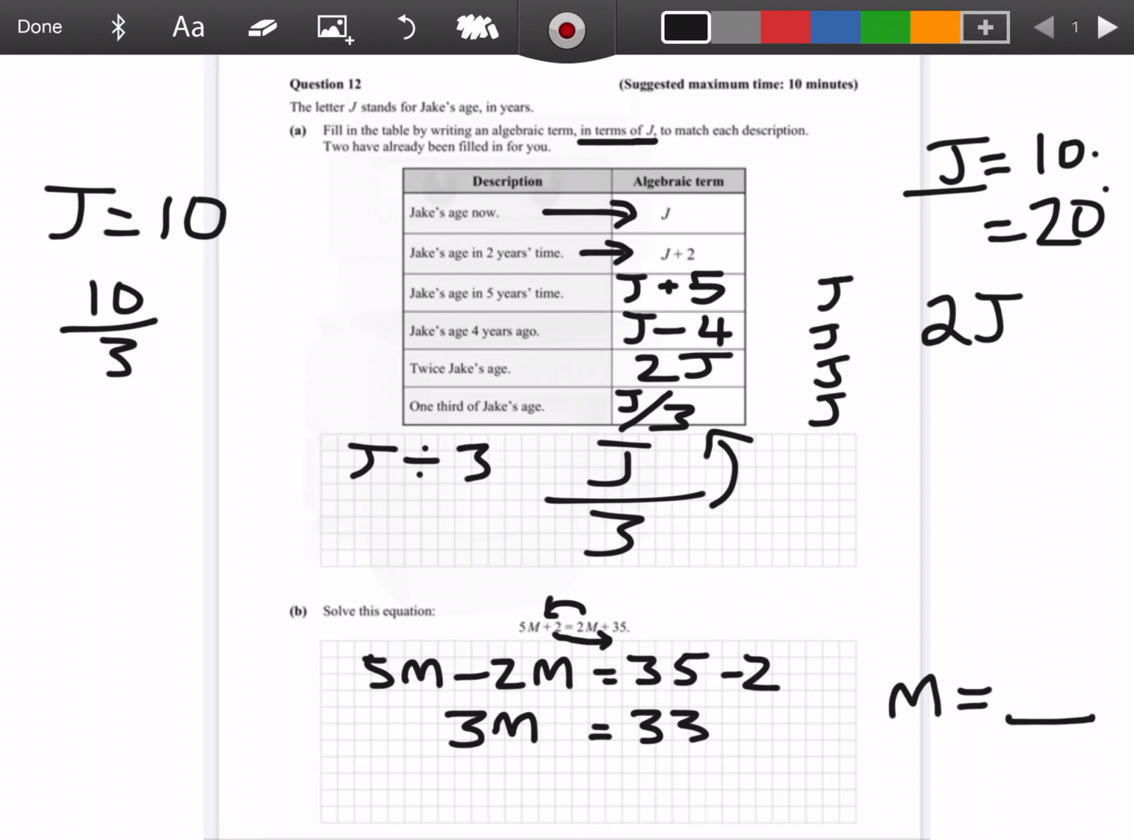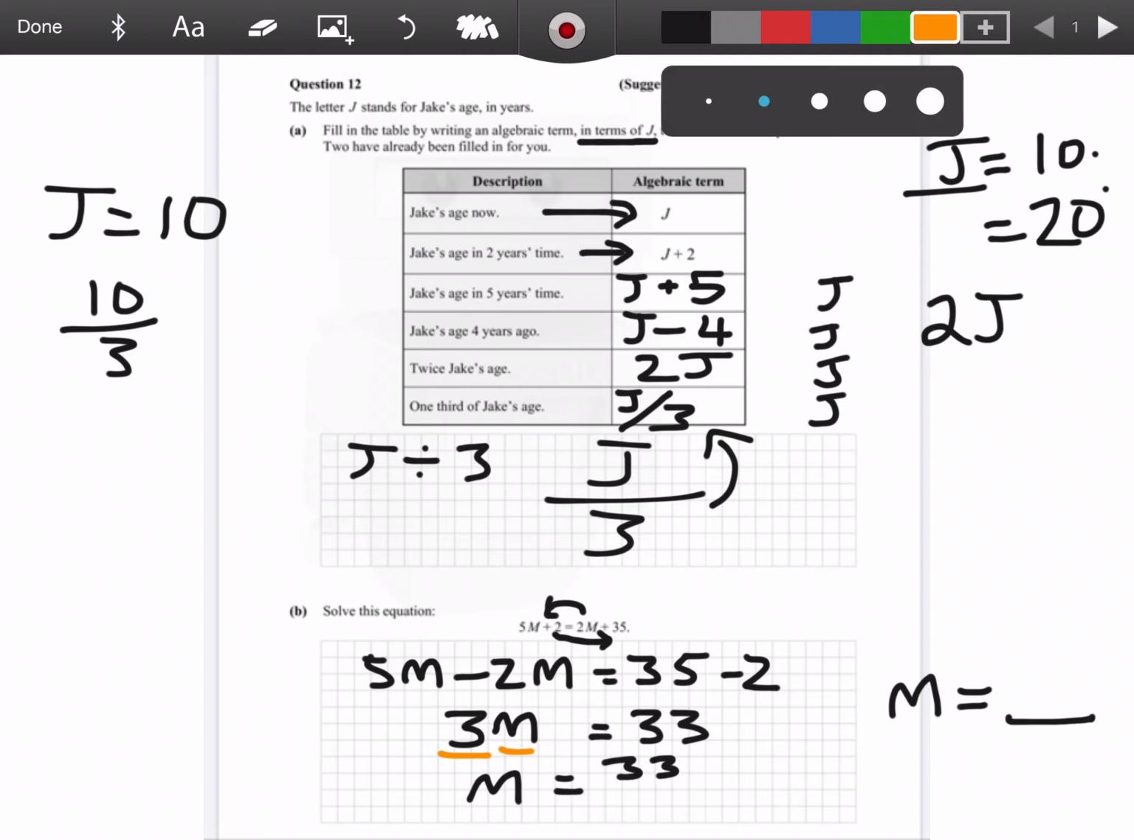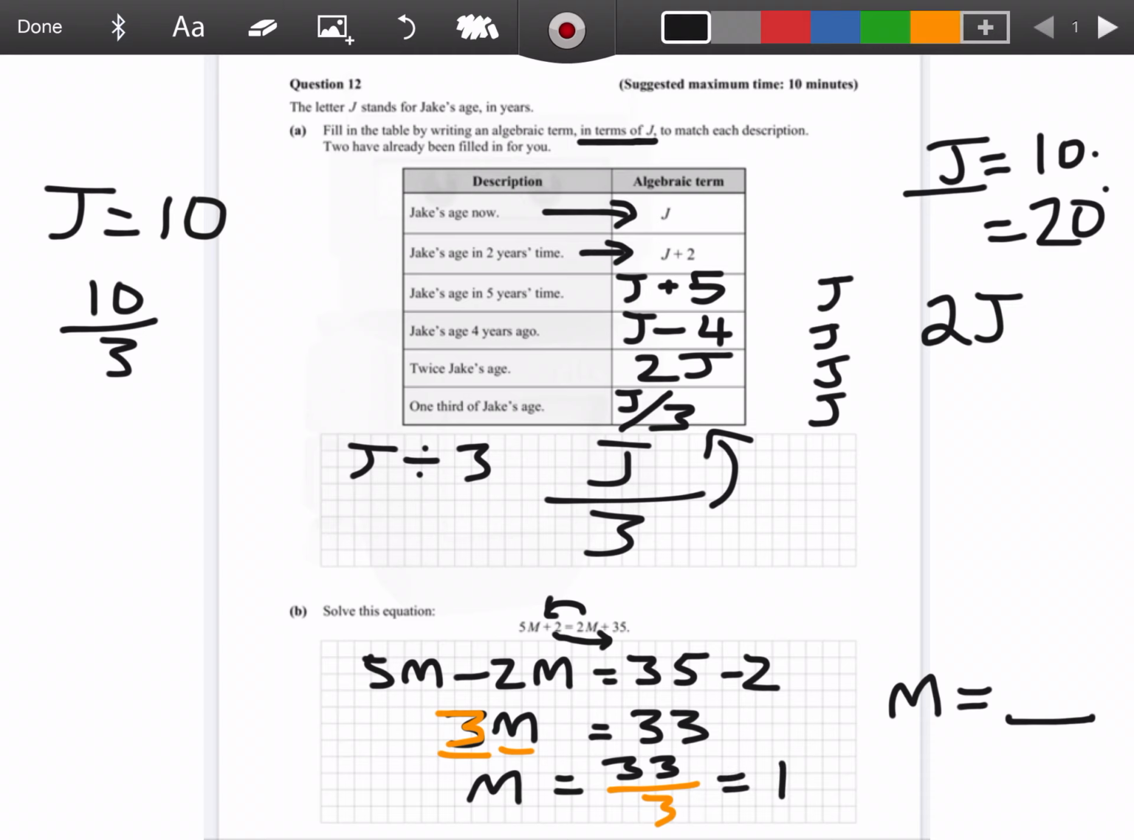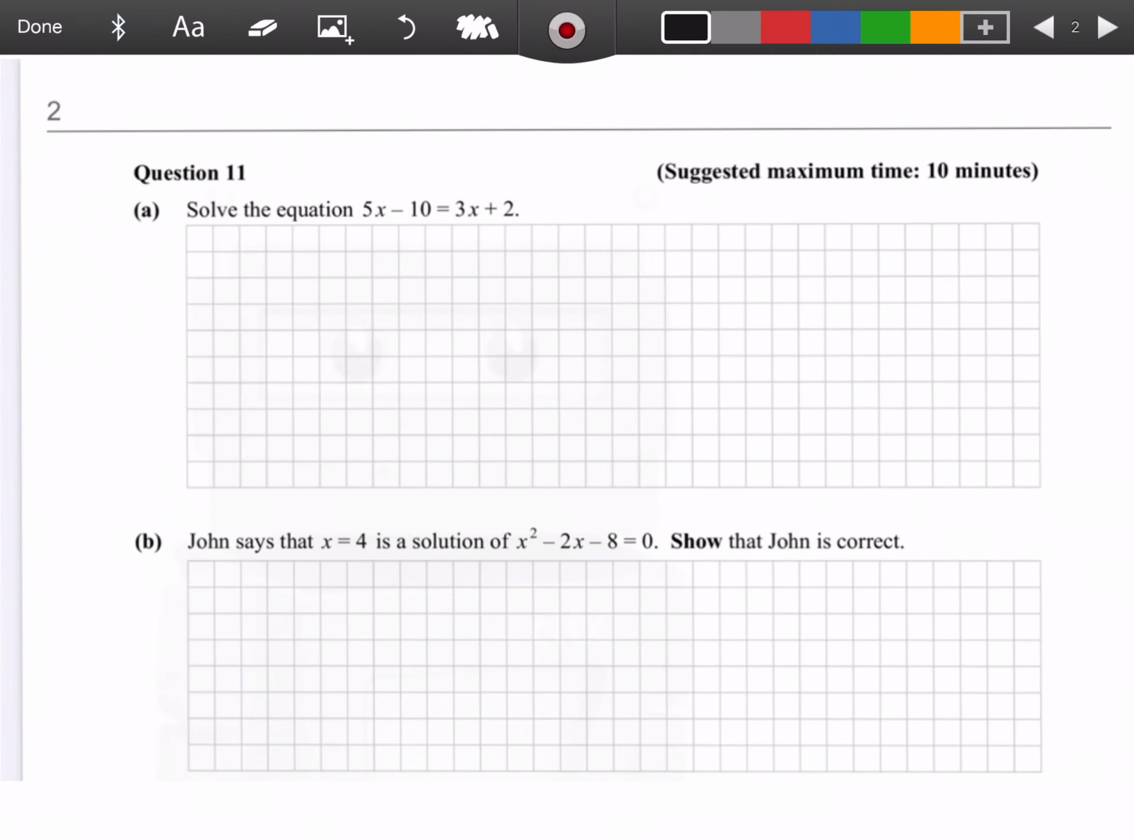So we've got then 5m minus 2m gives me 3m is equal to 33, because 35 minus 2 is 33. And to figure that out, then I bring this 3 over. It's multiplying by m. So when I bring it over, it's going to become a divide. So I'm then left with m is equal to 33, and that's going to be divided by 3. Okay? Because that 3 was multiplying. When I brought it over, it becomes a divide. So m in this case is 11. Okay, so that's question 1 all done.